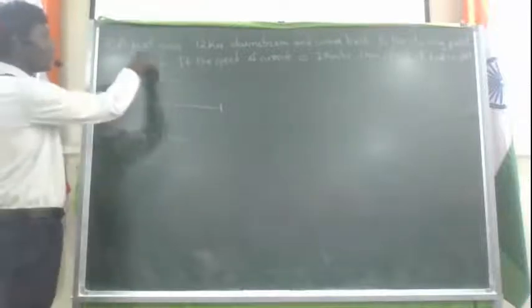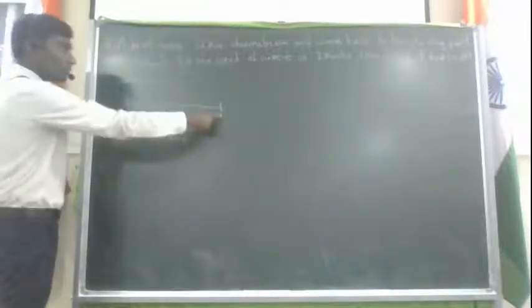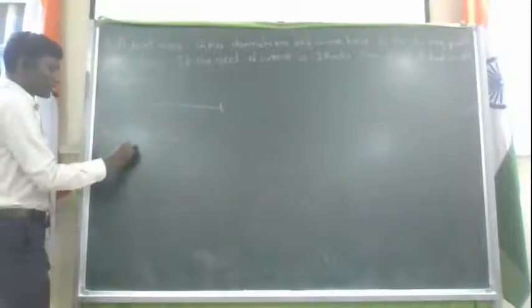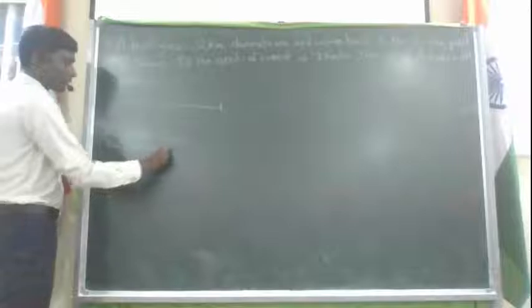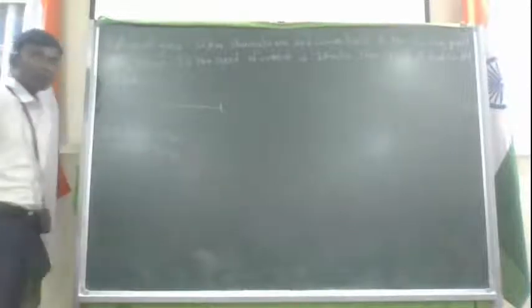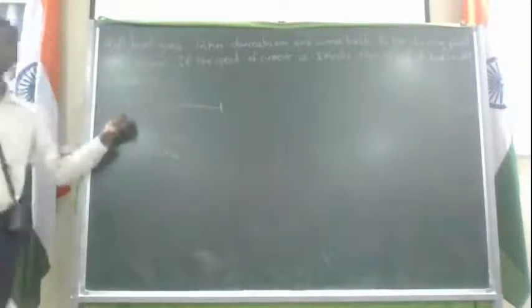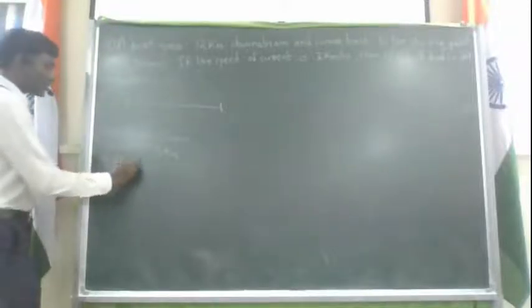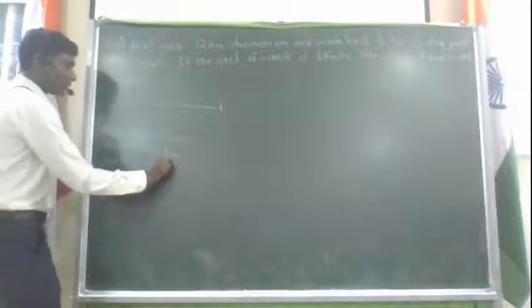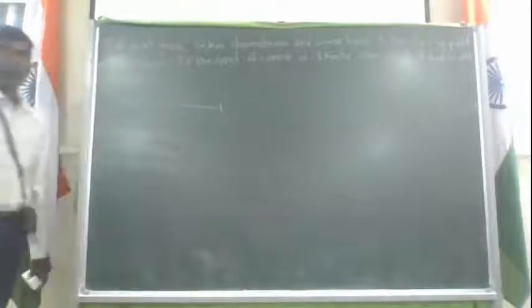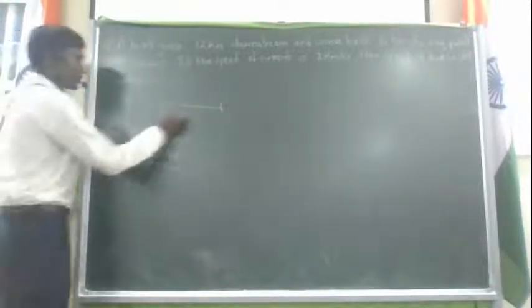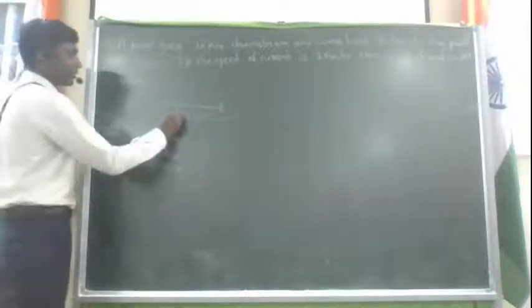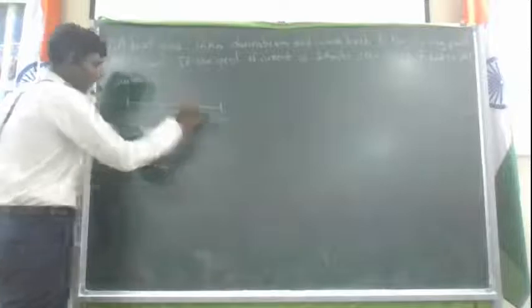Now what they are telling, a boat goes 12 kilometer downstream. Okay. So downstream distance is equal to how much? 12 kilometer. And again it comes back to which point? Starting point. So upstream distance is equal to how much? This idea is clear? Now the river is flowing. What is the speed of the river they have given? Tell loudly. 3 kilometer per hour.